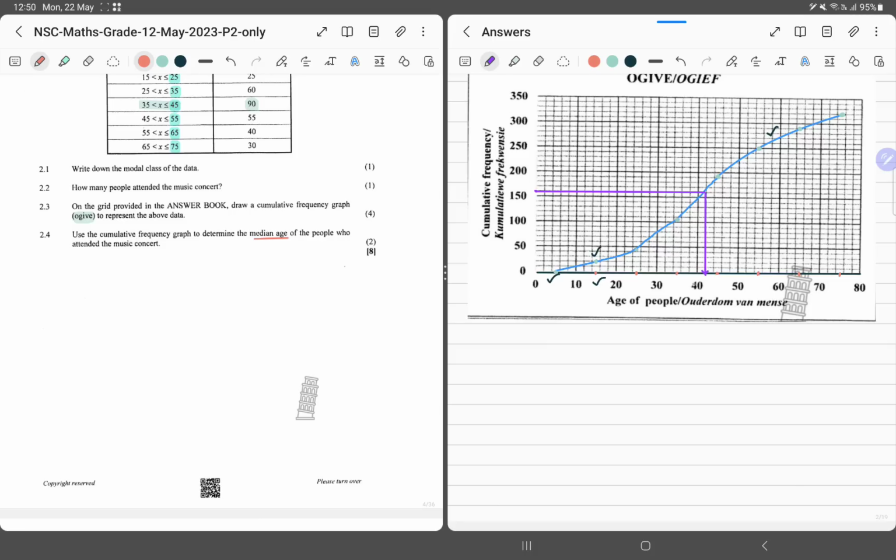So this is 40, 42, 44, 46, 48, 50. Yes, that is age 42. So to answer 2.4, it is 42 years old, 42 years of age. Yeah, that's it. So you get your mark there.